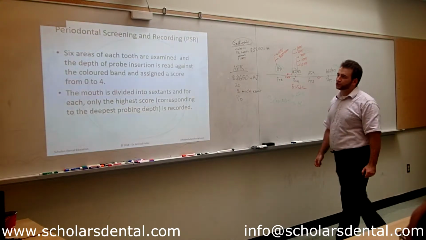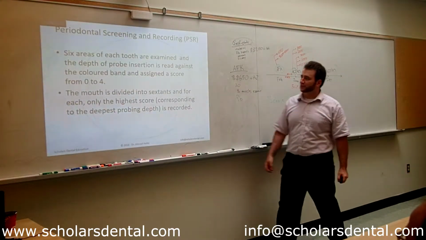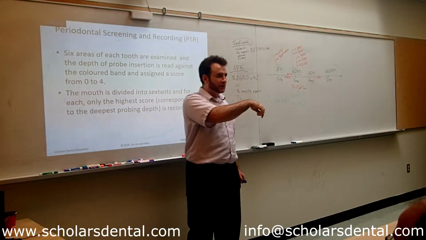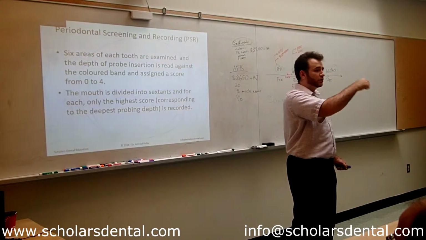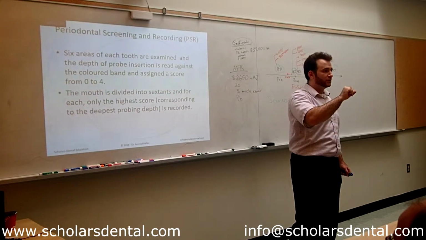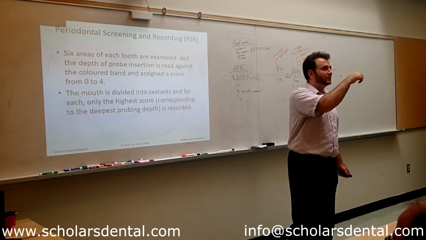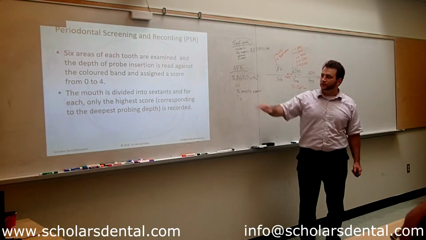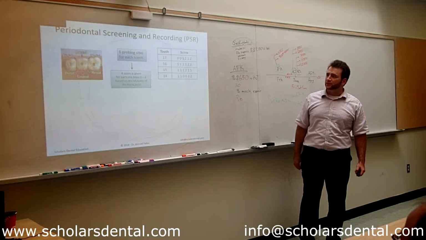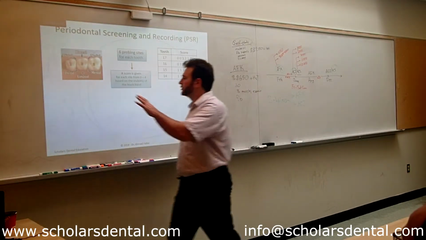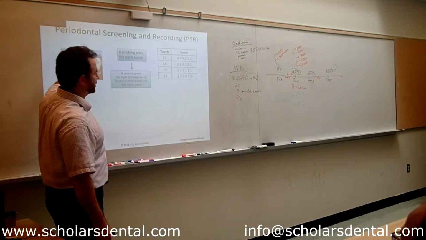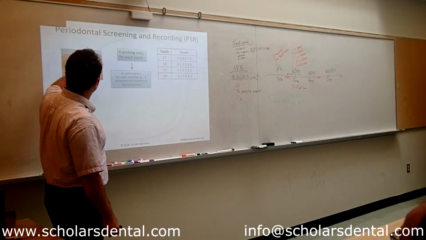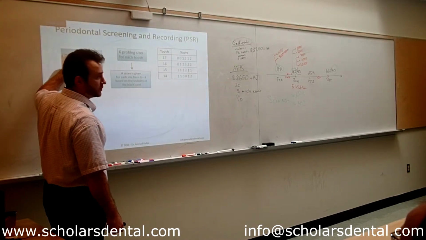So what do you do? Six areas of each tooth are examined. Maybe in some countries they did 4: buccal, lingual, mesial, distal. Here it's 6. Sorry, mesiobuccal, mesiolingual, distal buccal, and distal lingual, plus buccal and lingual. Okay? So each tooth is measured, probed, in 6 areas: buccal, lingual, mesiobuccal, mesiolingual, distal buccal, distal lingual.